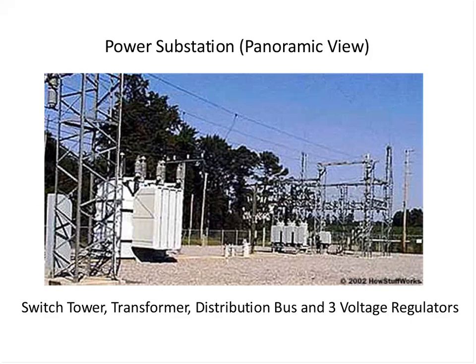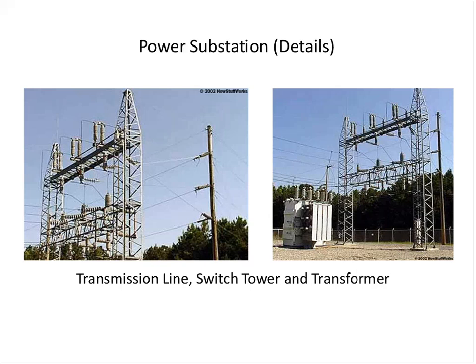Now I'm going to magnify and go a little deeper so you understand the components. So here's the switch tower on the left, and you can see the transmission lines coming in and feeding into the switch tower. Why is the switch tower there? The switch tower is there so that it can disconnect the transmission line from the power substation if there's a need. The switch tower has the switches to do that.